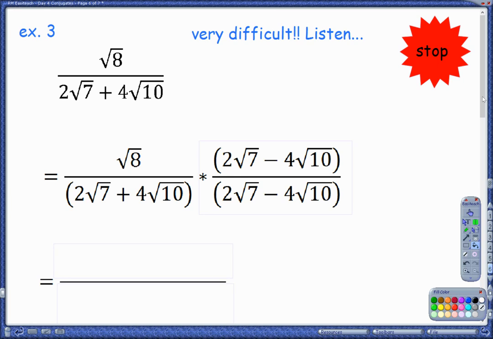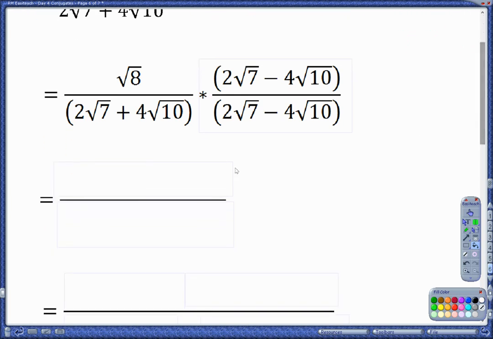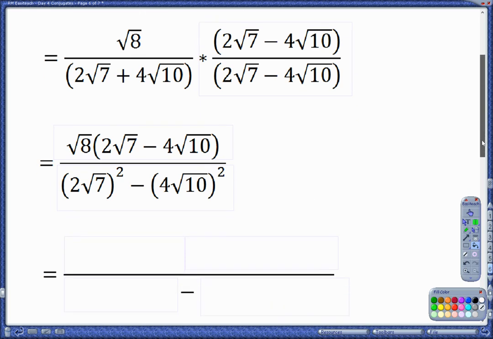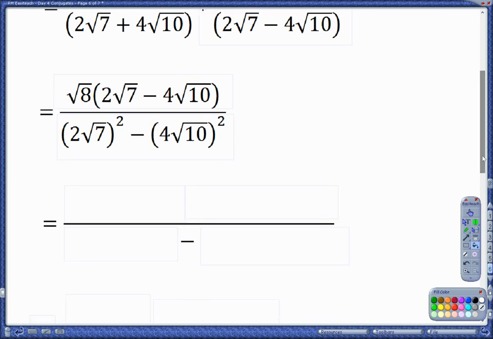And so in the next step, your numerator, you're going to do distribution. I've just set it up so you can see the distribution. And the denominator is a squared minus b squared. Now very slowly I'm going to reveal all the steps. So the numerator, the first term, becomes 2 times radical 8 times radical 7 minus 4 times radical 8 times radical 10. I've written the whole number in the front.